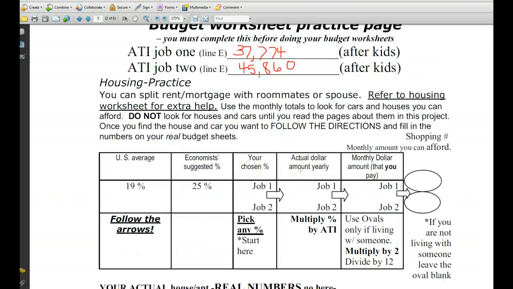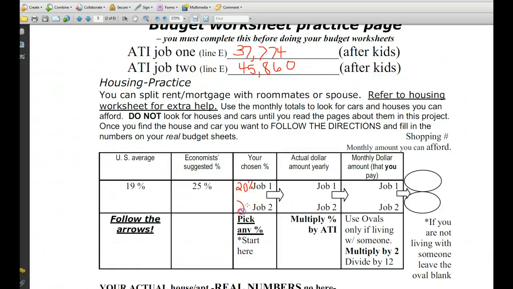Now, this is a practice. The first time you are just picking a number, and then after, this is going to help you figure out how much you can afford. We give you averages, and then we give you what economists suggest. You may pick anything in here. So for this one, I'm going to pick 20% for both the jobs.